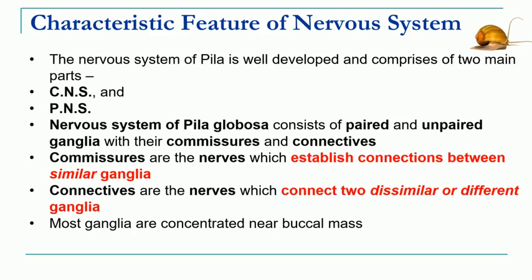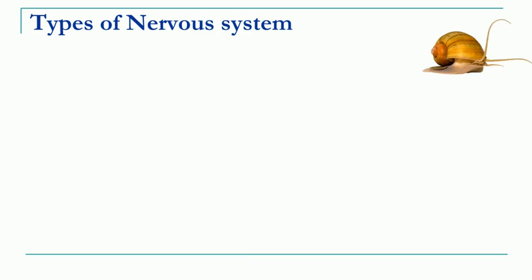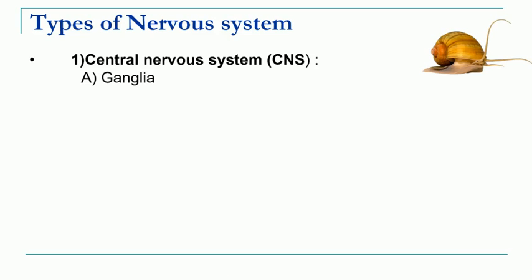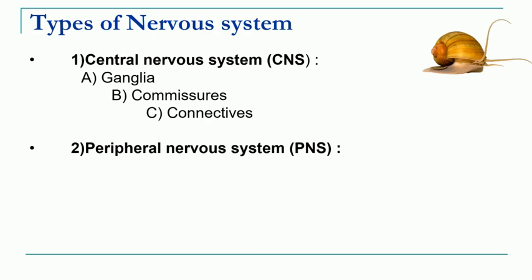Now most of these ganglion are concentrated in the buccal region of the Pila, that is called the buccal mass. Now let's study the types of nervous system. As we have divided it into two types, the central nervous system or CNS comprises ganglion, commissures and connectives, and the peripheral nervous system or PNS is made up of nerves. So we will start with the first, the central nervous system.